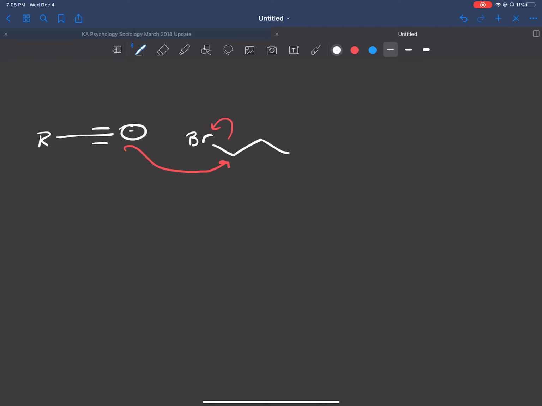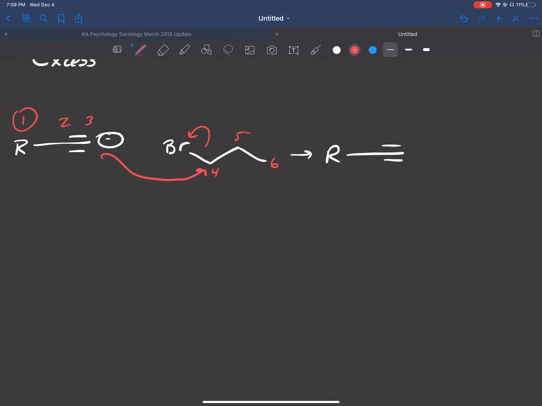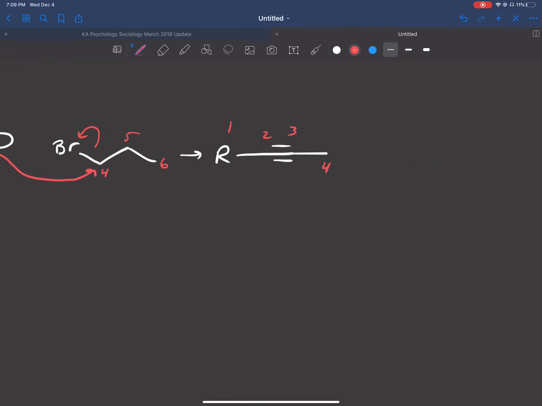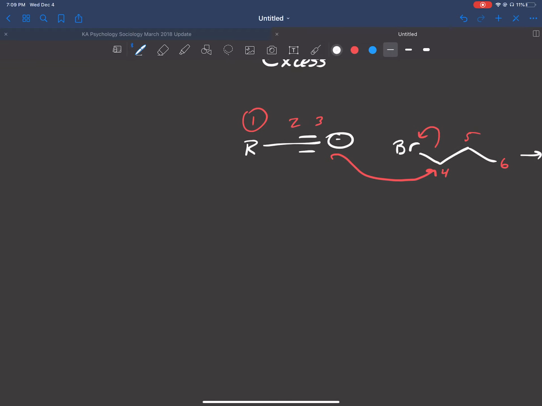So now we're going to have this R here. And always count your carbons, so I'll count the R group as 1 so we don't lose track of it: 2, 3, 4, 5, 6. So here's our 1, 2, 3, 4, 5, 6. So how are we going to do this?